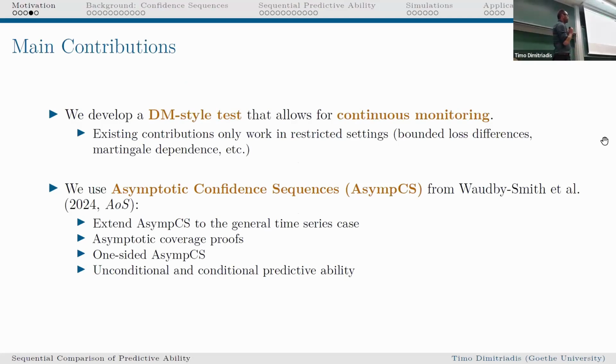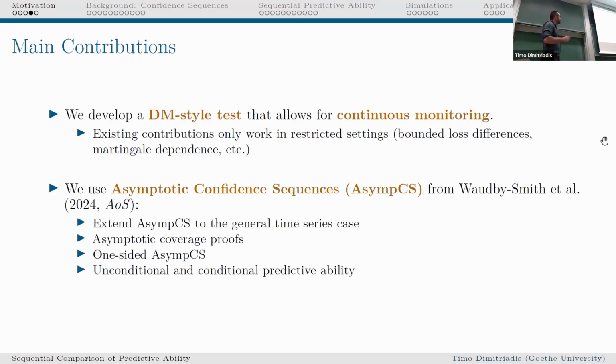And what puts us above existing contributions, or what makes our contribution unique, is that it applies in a very general setting, in the sense that existing contributions rely on bounded loss differences or martingale-dependent assumptions that don't always hold for the loss difference. So we'll come to that later.